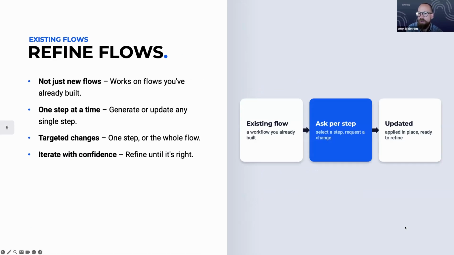You aren't limited to new workflows. You can use the AI Flow Builder to refine and upgrade the flows that you already have. You just pick the supported step in the canvas and ask the builder to update that specific part, or even the entire workflow. It's a fantastic way to continuously improve what you already built, one step at a time.